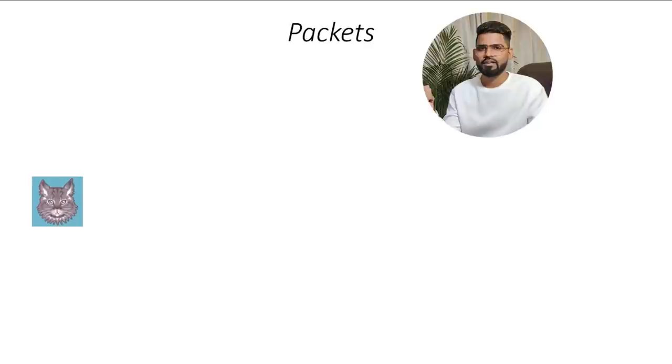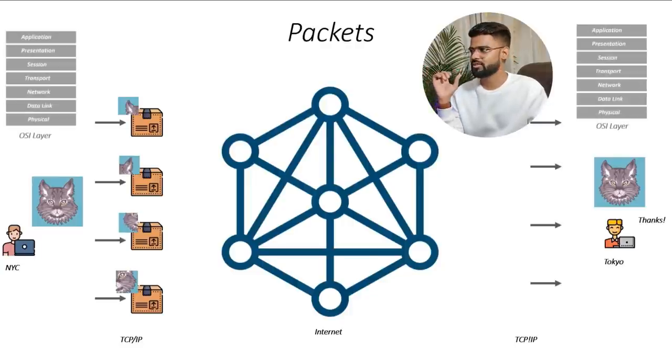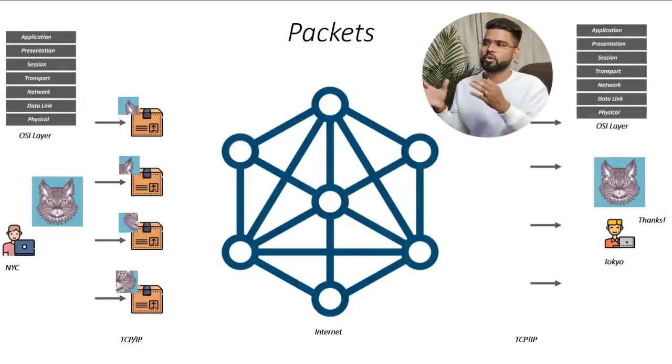If you go back to the earlier video where we talked about the internet, from your friend to you sitting in Tokyo, it means both the source and the destination, both your friend sitting in NYC and you in Tokyo, should have the OSI 7 layer, all the 7 layers of the OSI. You got the point? This is what we have to have on both sides. If you don't have the OSI layers on both sides, the communication won't happen.